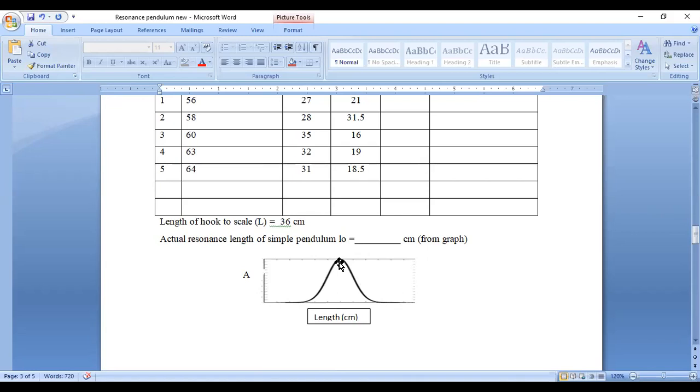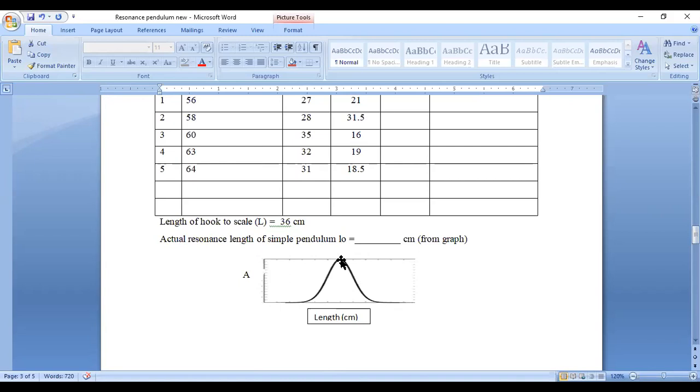So this is the point of resonance. This is the point where the periodic time of a simple pendulum is equal to the periodic time of a bar pendulum. And at this point you see the maximum energy is transferred. And this is the point of resonance.